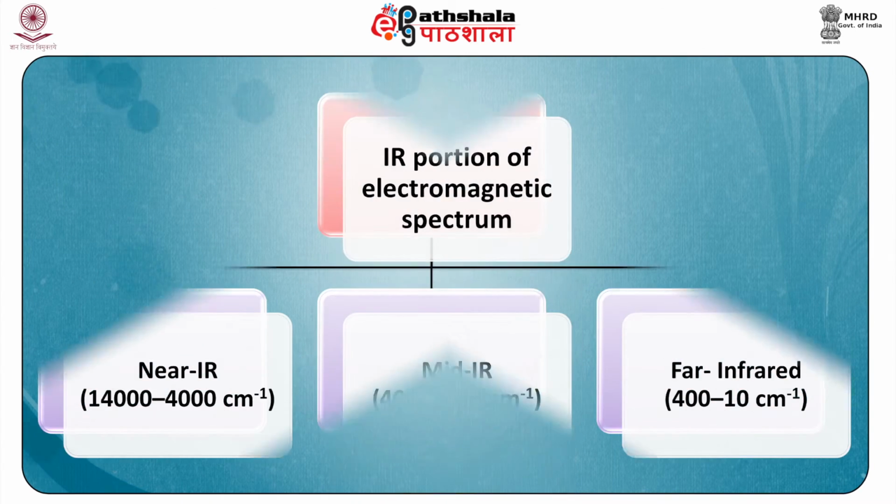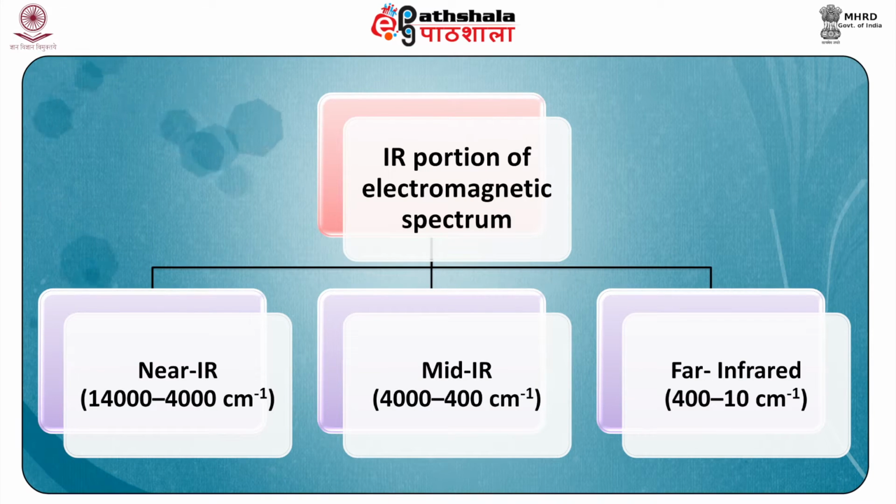FTIR spectrometry deals with the infrared region of the electromagnetic spectrum, that is light with a longer wavelength and lower frequency than visible light. The IR portion of the electromagnetic spectrum is typically separated into three regions: the near IR, mid IR and far infrared. It is very useful for qualitative analysis of compounds.